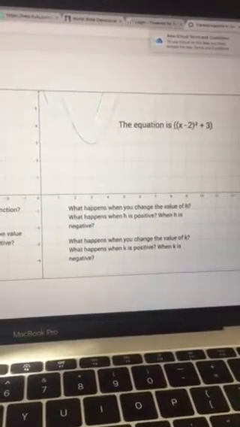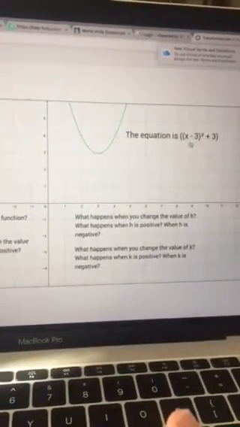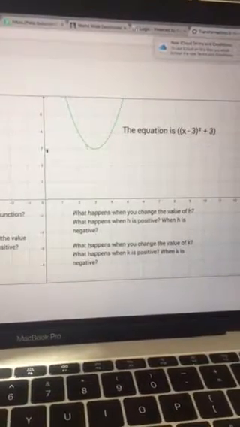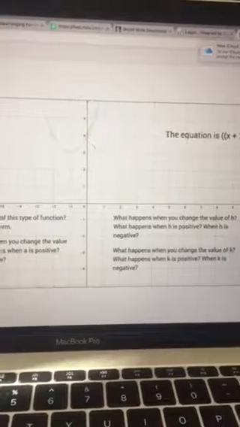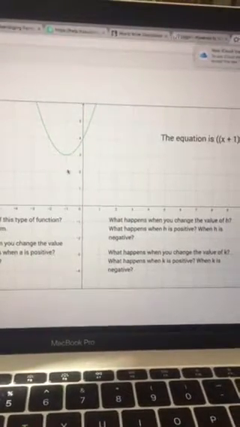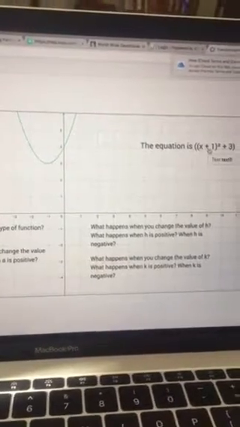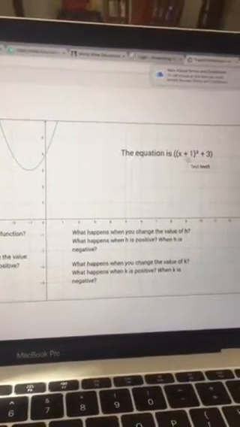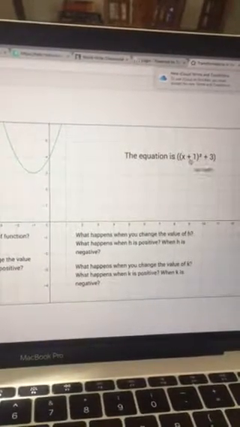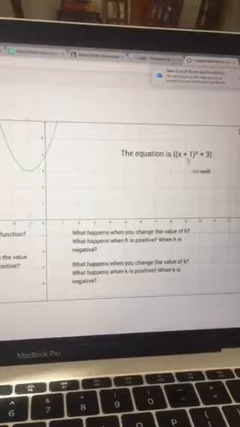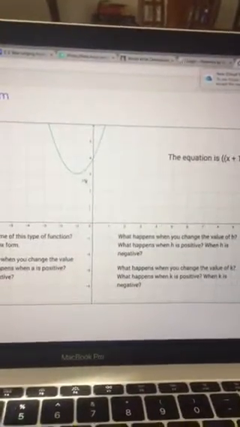Let's see what happens when I change it to 3. Instead of being a +3 on the inside, it is a -3. Likewise, if I transferred it over into the negatives, instead of having a -1, when I put it into the parentheses, it will become a +1. So that's what's happening to the h. The h will change based off of the formula moving side to side.